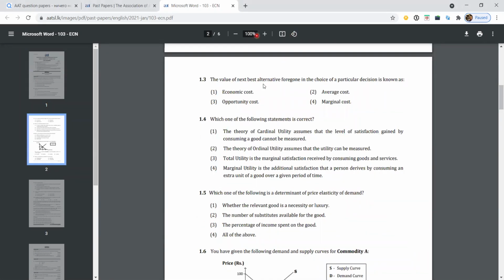Next question. The value of next best alternative foregone in the choice of a particular decision is called opportunity cost. We define opportunity cost as the next best alternative foregone when a selection or a choice is made. Then, which one of the following statements is correct.